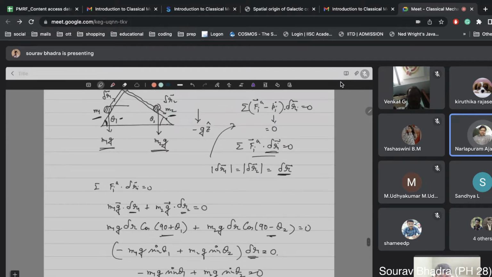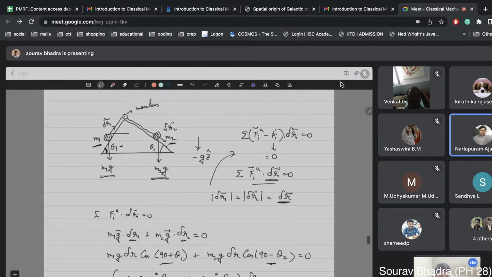Okay, so m1g is acting towards this direction, right, and delta r1 is in this direction. The angle between this force and this displacement is 90 degrees plus theta 1 according to the picture, right. So the component of m1g along this direction would be m1g cos of this total angle, which is 90 plus theta 1.